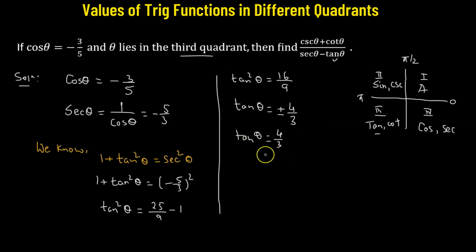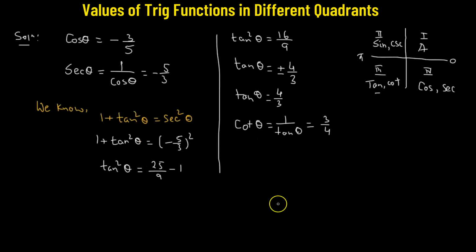Now we'll have to obtain the value of cotangent theta, which is very simple. All we have to do is take the reciprocal of the tangent function. That is going to give us the cotangent function. So the reciprocal of tangent theta will be 3/4. Now that we have the value of cotangent theta, secant theta and tangent theta as well, we'll finally have to find out the value of cosecant theta.